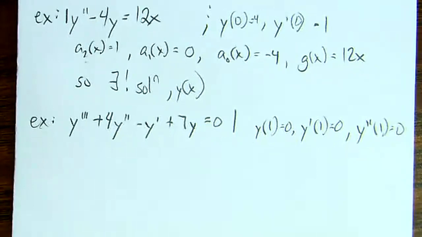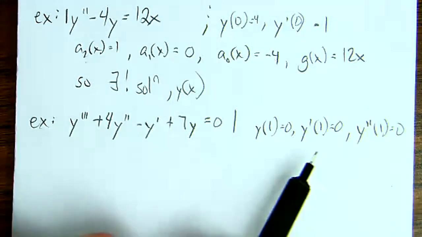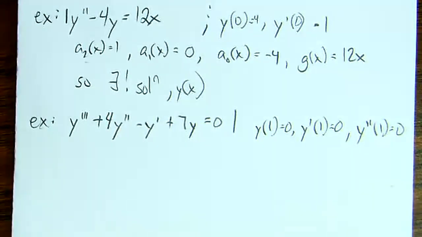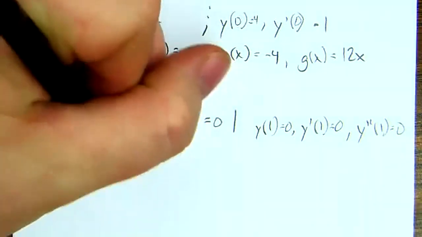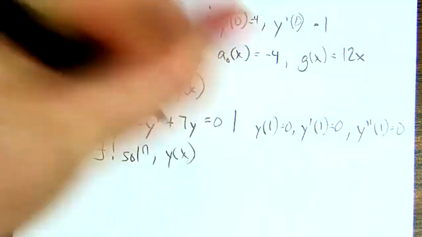a_n here is 1, a_{n-1} is 4, and so on. g(x) is equal to 0, but we don't care that g(x) is equal to 0. We only care that a_n itself is not 0. And we have initial conditions for y, y prime, and y double prime here. Since this is a third order differential equation, we have 3 initial conditions. So there exists a unique solution, y(x).